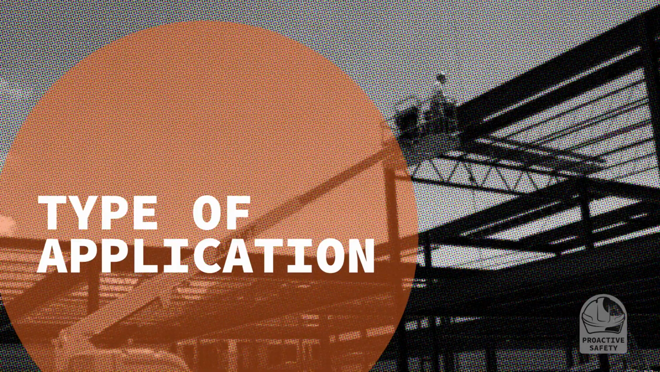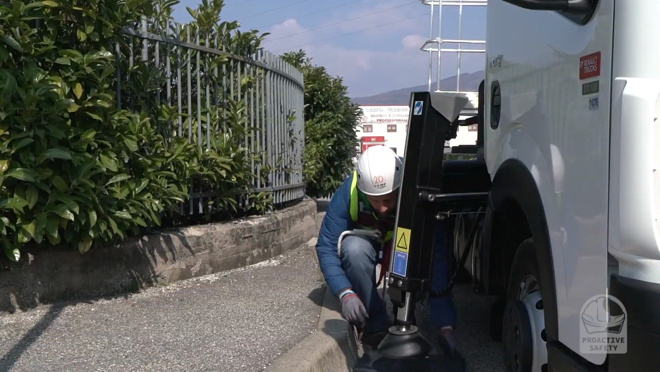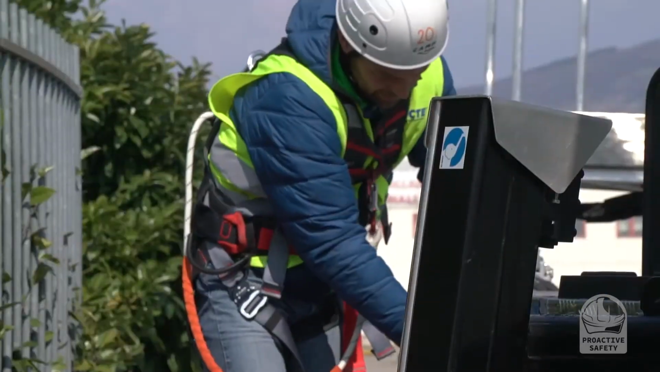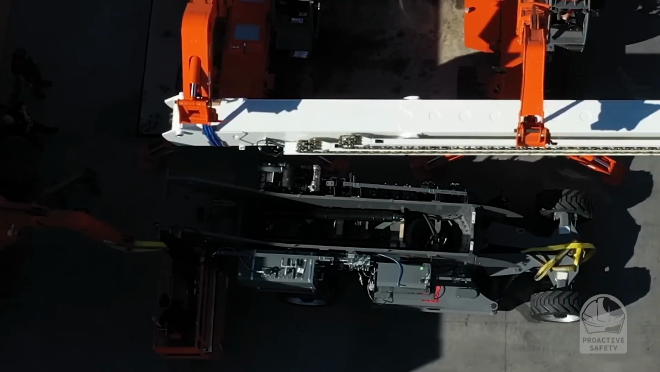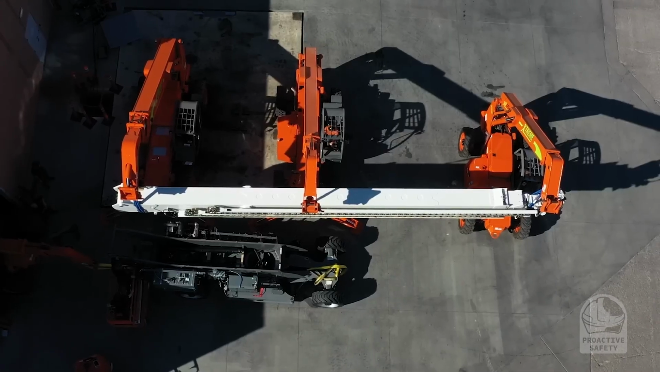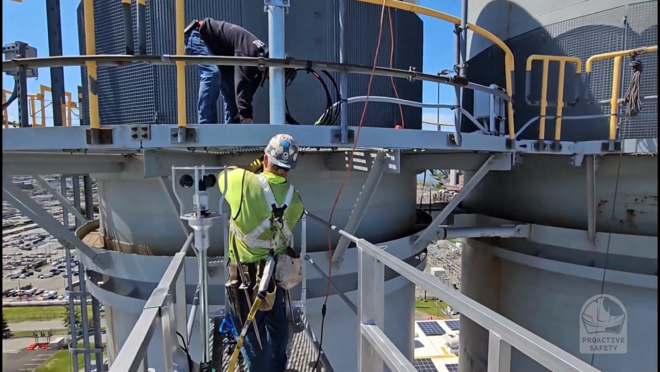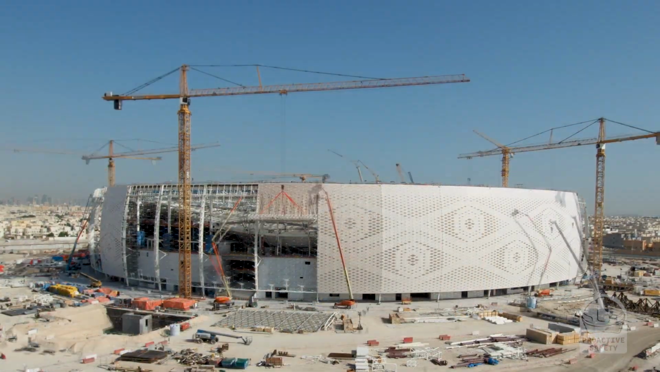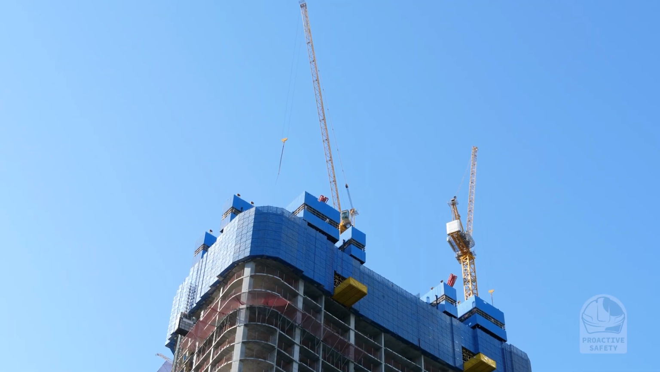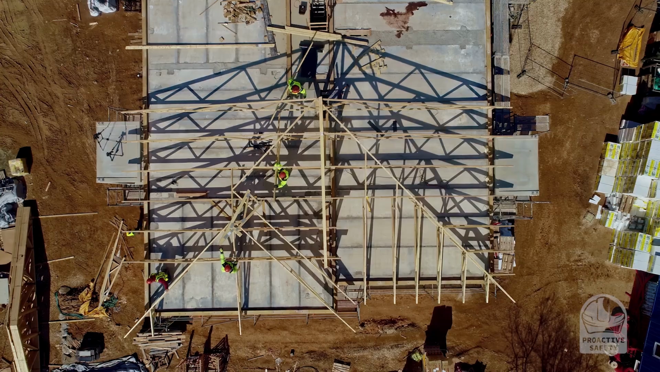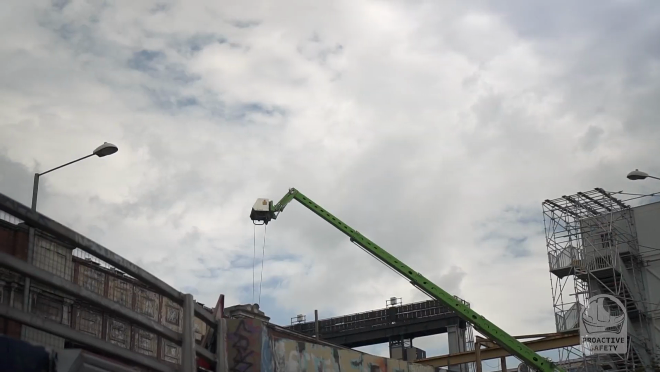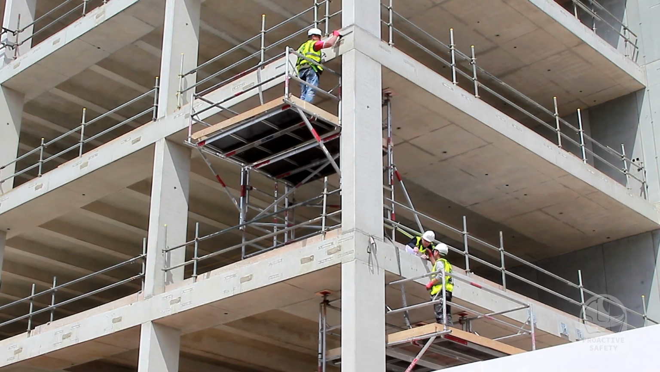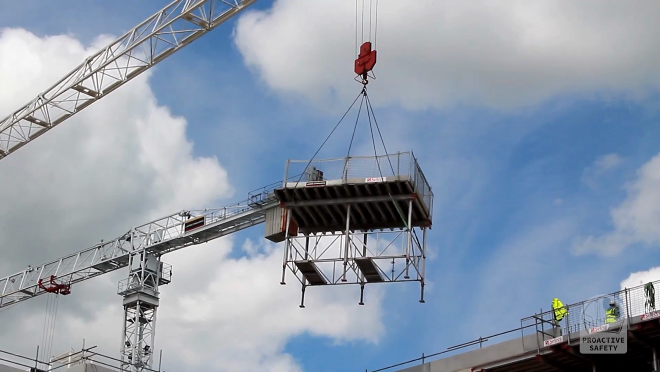Type of application. Aerial lifts and platforms are used in a wide variety of applications in various industries. Some of the common application types of lifts and aerial platforms include construction. These machines are essential for working at heights in the construction of buildings, bridges, infrastructure, and other construction projects. They are also used to raise workers and equipment to different heights, allowing access to elevated work areas.